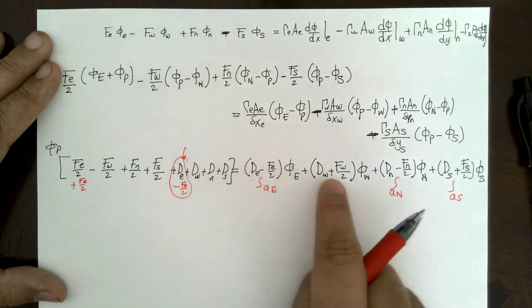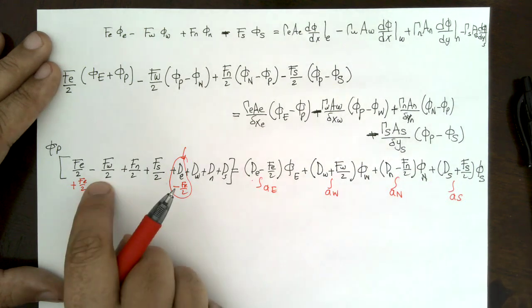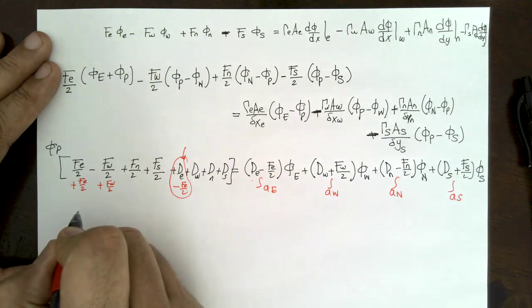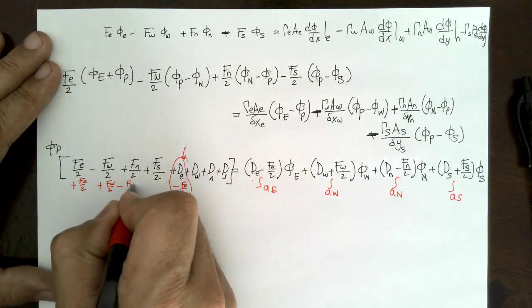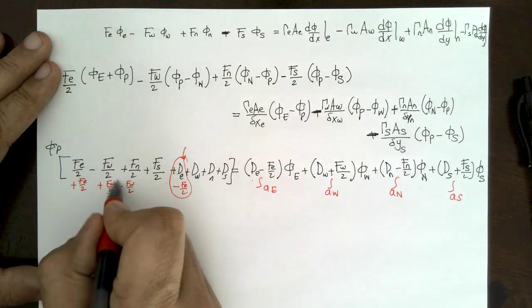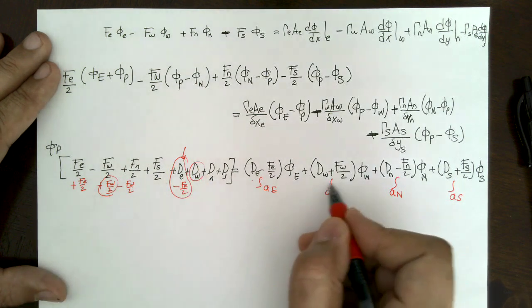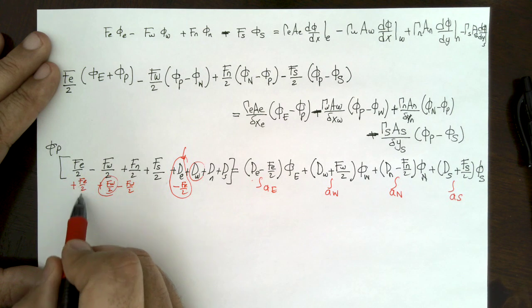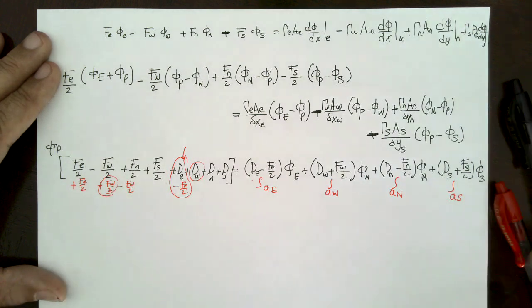The same for the west. There is f west over 2, but it's negative here. I'm gonna add f west over 2 and minus f west over 2. You will take the positive term with d west, so you can call it A west. So you're gonna end up adding a half of f east or f west or f north or f south.